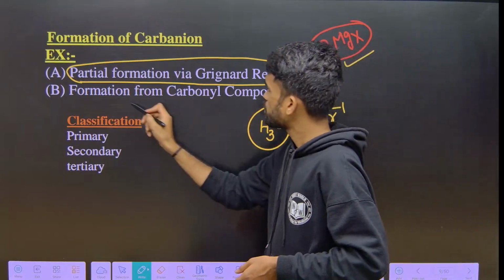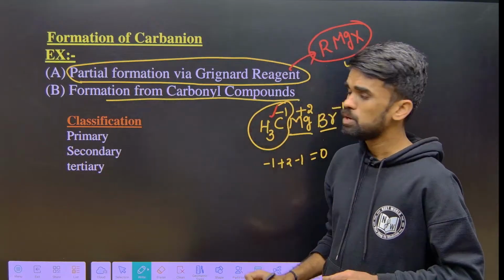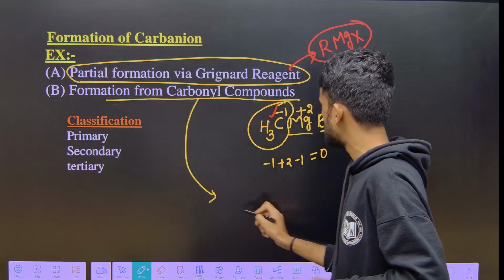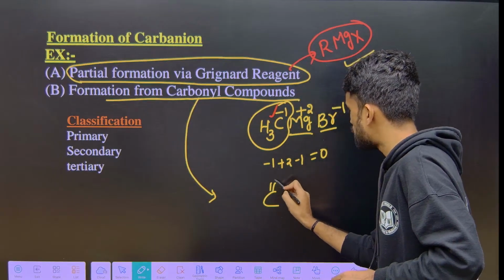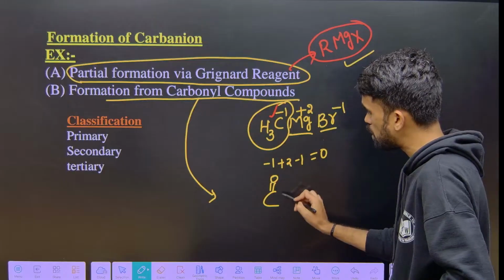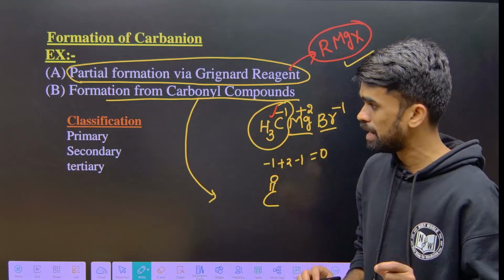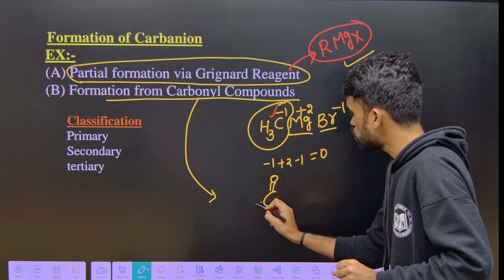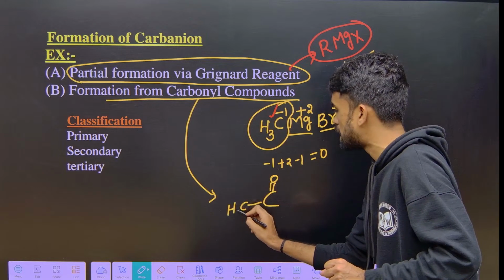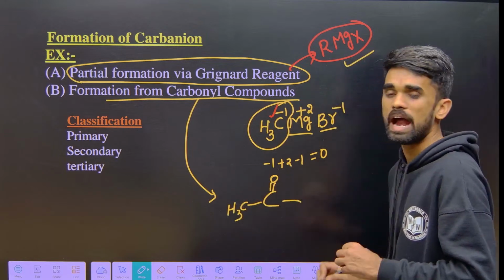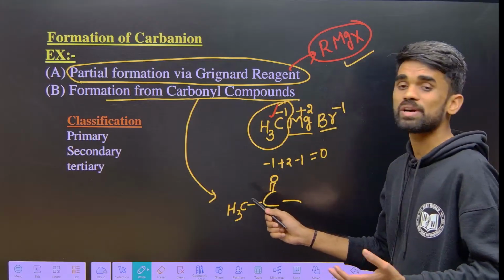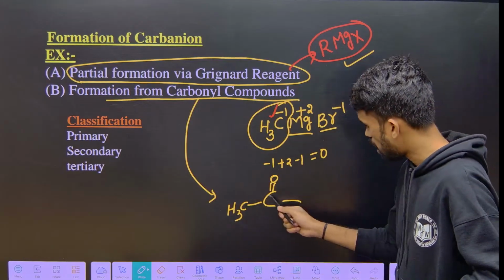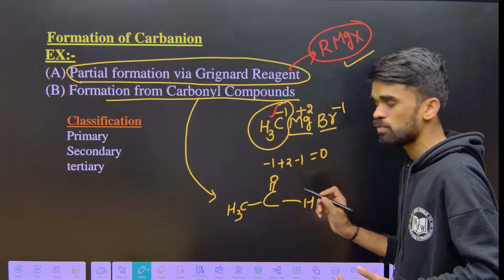And formation from carbonyl compounds. What do we mean by carbonyl compounds? See, a carbon having a C double bond O. This group, C double bond O, should be considered a carbonyl group. Here I am writing a methyl group, let us say, and on this side one more atom should be there, because what is the valency of carbon? 4. Only 3 are written, so let us say I have one more here, hydrogen. 4 is over.